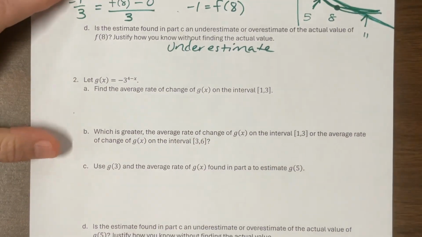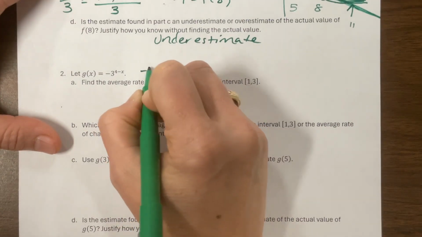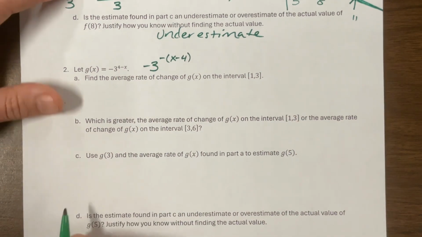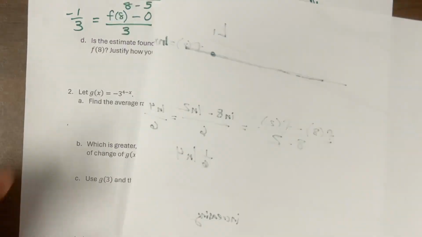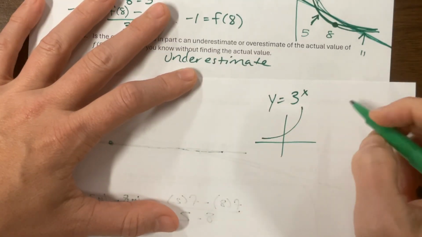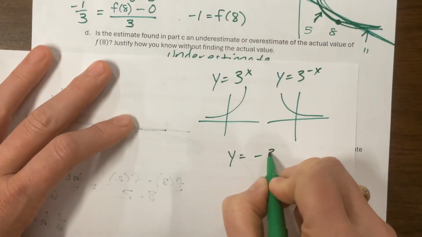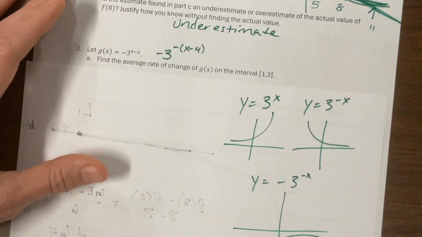Okay, let's look at another one. Here goes nothing. So this graph, let's rewrite this as negative 3 times a negative x is now this minus 4. Okay, and so what's happened? Well, I took the graph y equals 3 to the x, which looks like this. And then I reflected it and reflected it. So this would be that. And then this, negative 3 to the negative x, would be that. Okay, and then I shifted it to the right 4.